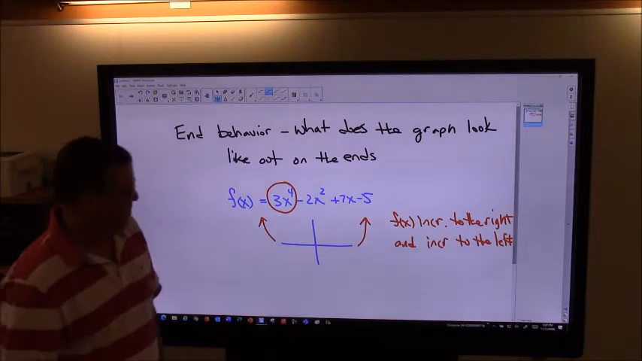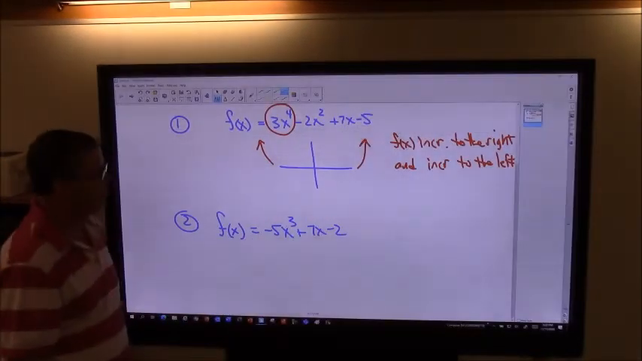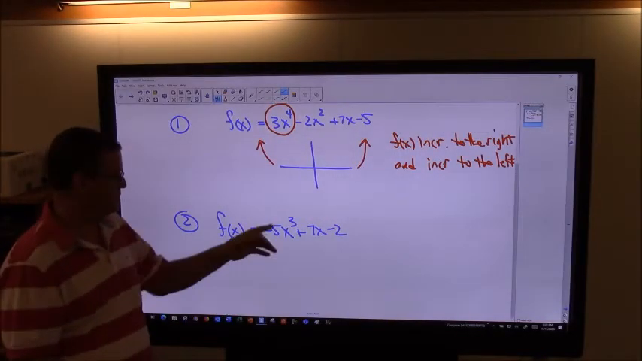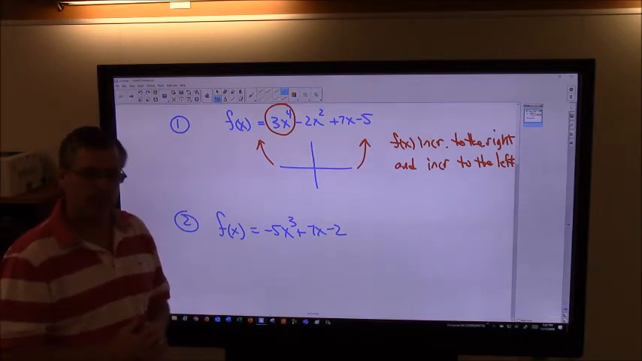Okay? What about this one? I want you to describe the end behavior for this function. What's it going to look like? You guys go ahead and give it a shot.